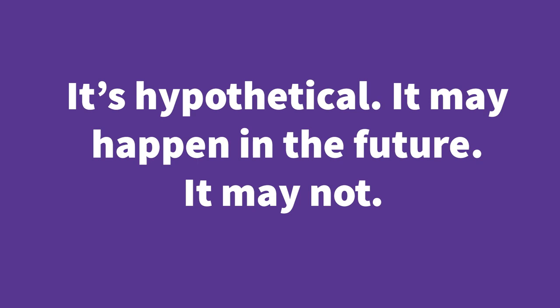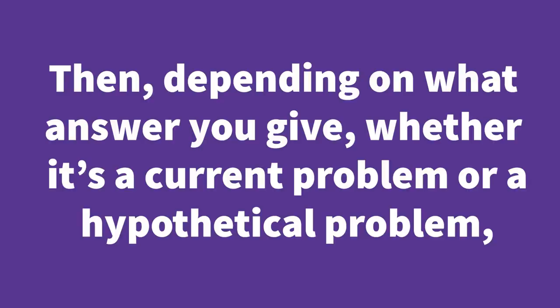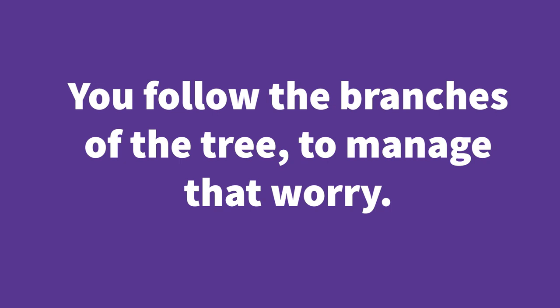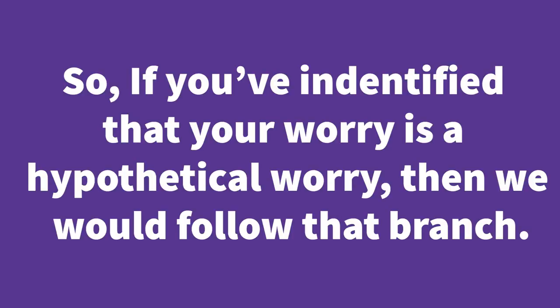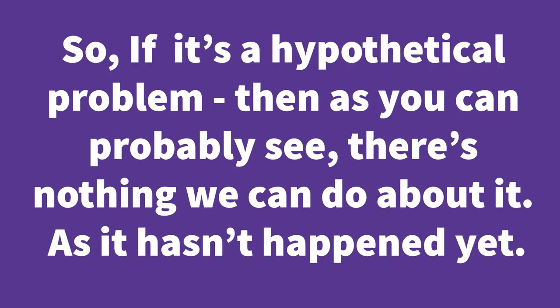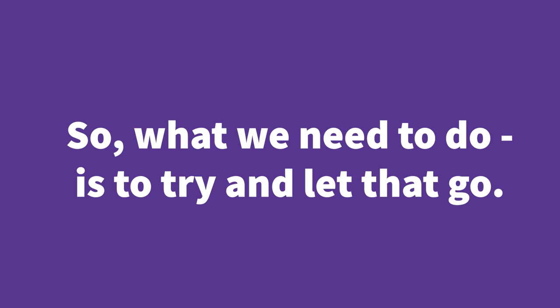It may not. Then depending on what answer you give, whether it's a current problem or a hypothetical problem, you follow the branches of the tree to manage that worry. So if you've identified that your worry is a hypothetical worry, we would follow that branch. If it's a hypothetical problem, then as you can probably see, there's nothing we can do about it because it hasn't happened yet. So what we need to do is try and let that worry go.